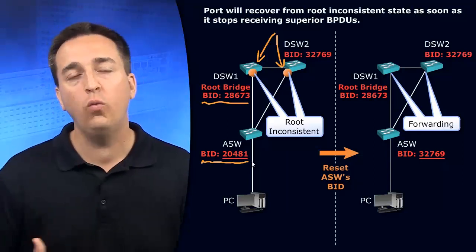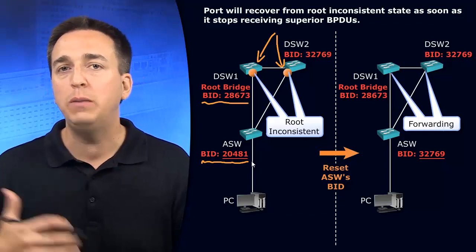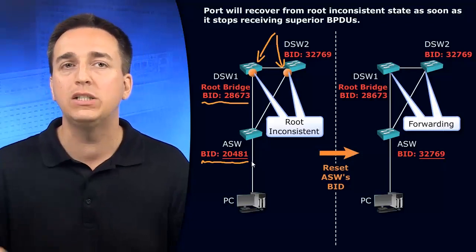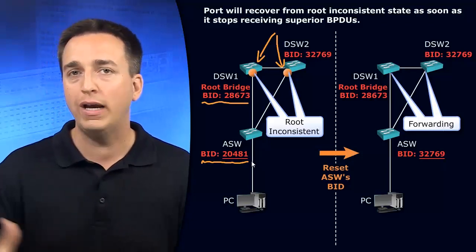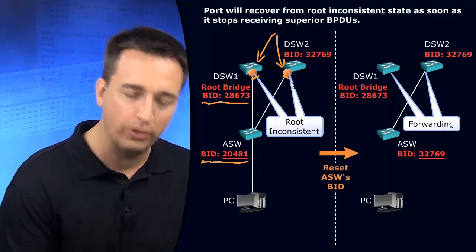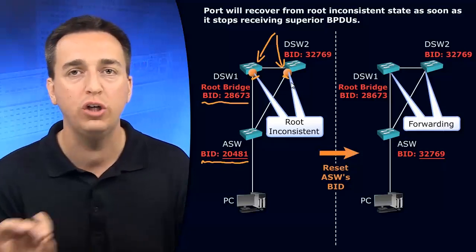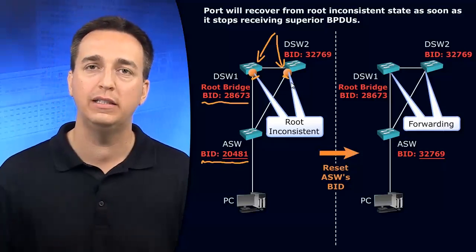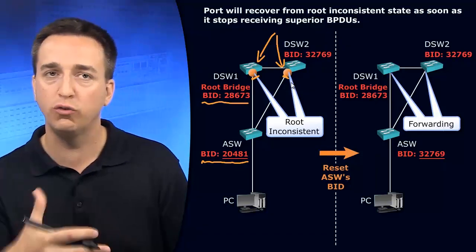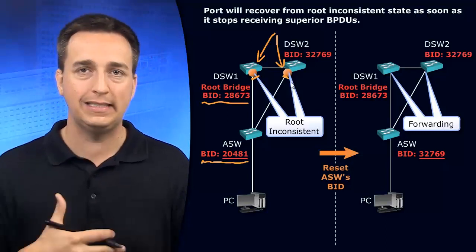And as a result, when it sends out its BPDUs, those BPDUs have the best bridge ID in them, forcing DSW1 and DSW2 to transition these interfaces from their designated port status to a root port status. However, since root guard is enabled on those interfaces, instead of transitioning those interfaces from designated ports to root ports and pointing to the new root bridge, they go into the root inconsistent state.